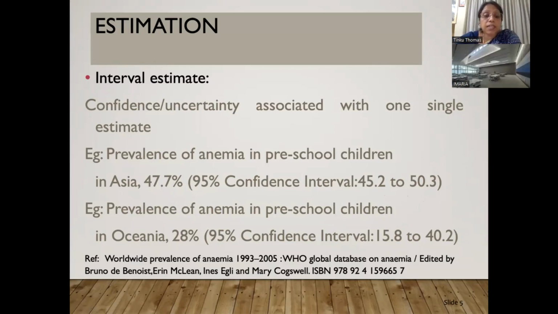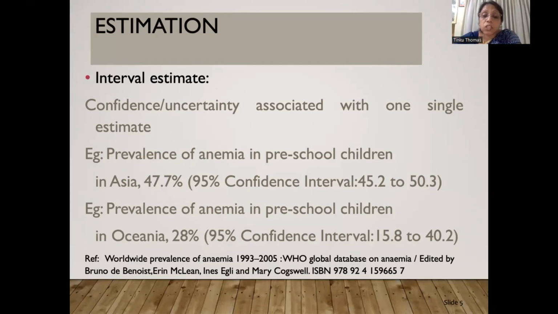Look at the second example. The prevalence of anemia in preschool children in Oceania is 28%. But look at the confidence interval. It is quite wide. It is 15.8 to 40. So that is a very wide interval. Now, this tells me that I don't have much confidence. There's a lot of uncertainty in that estimate of 28%. So this is a less precise estimate as opposed to the earlier one for Asia, which is a much more precise estimate. Now, why the difference?